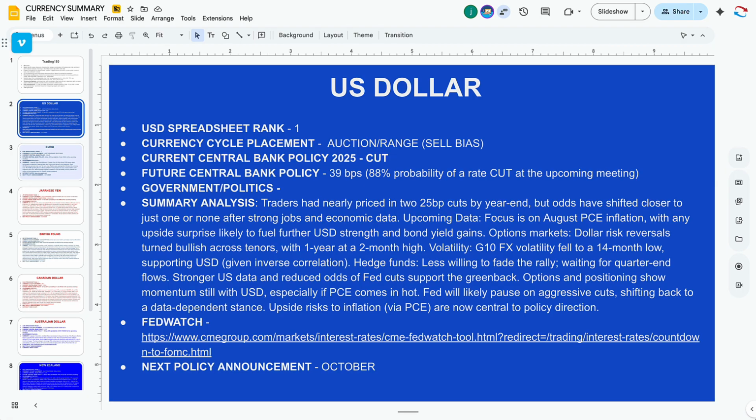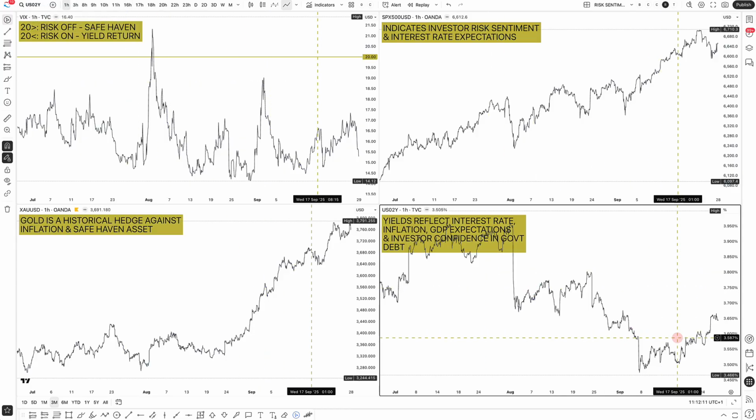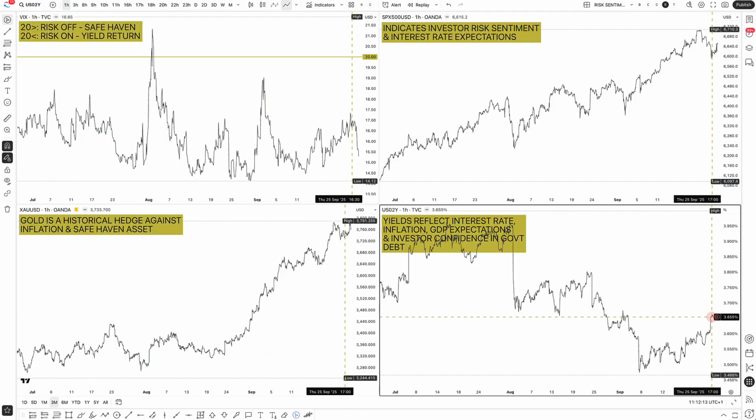If that starts to rise, then of course the market will have to reprice what they think the Fed will do with interest rates, which will be to price out rate cuts, which will then strengthen the dollar. So the focus is on PCE inflation, with any upside surprise likely to fuel further dollar strength and bond yield gains. And again, talking about bond yields, remember I said at the beginning that bond yields will lead what the central bank is likely to do with interest rates, so they give a good indication.